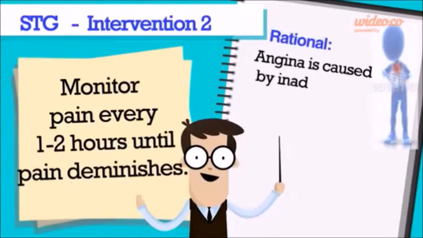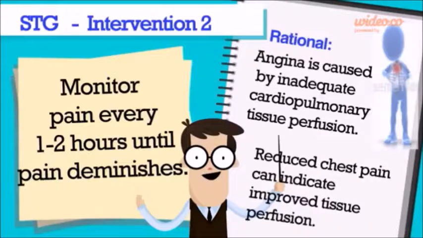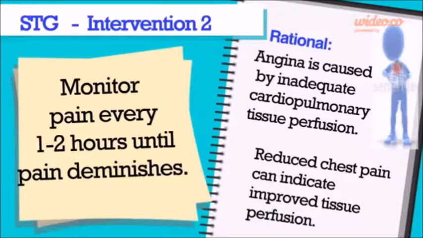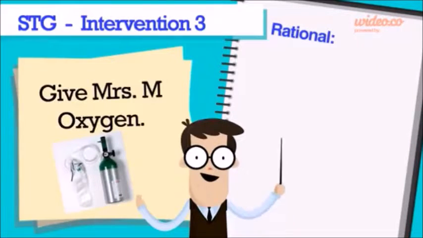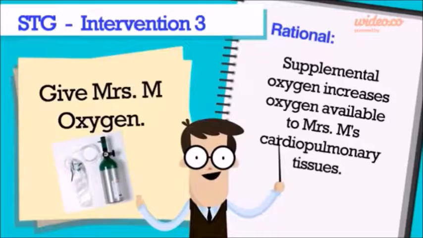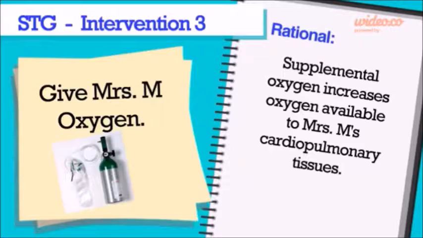Our second intervention is to monitor pain every 1 to 2 hours until pain diminishes. Angina is caused by inadequate cardiopulmonary tissue perfusion. Reduced chest pain can indicate improved tissue perfusion. The third intervention would be to give Mrs. M oxygen. Supplemental oxygen increases oxygen available to Mrs. M's cardiopulmonary tissues.